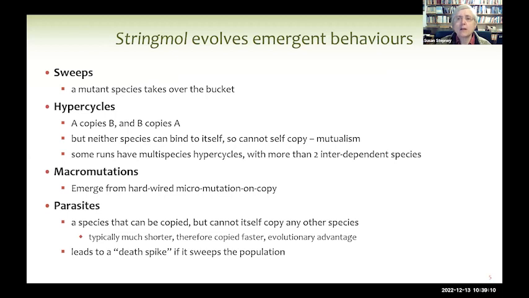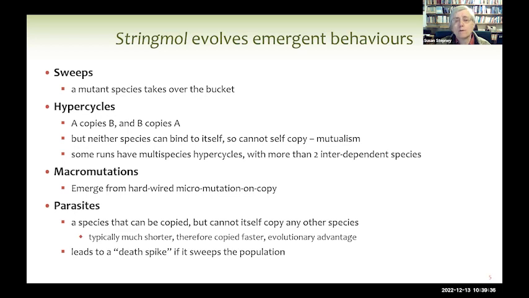And so when we watch what happens, we discover that the string mol evolves a wide range of emergent behaviors. The simplest of these maybe is a sweep. A mutant species takes over the bucket. So we start off with 400 of the hand designed strings, and after a while we've got a load of different strings in the bucket.